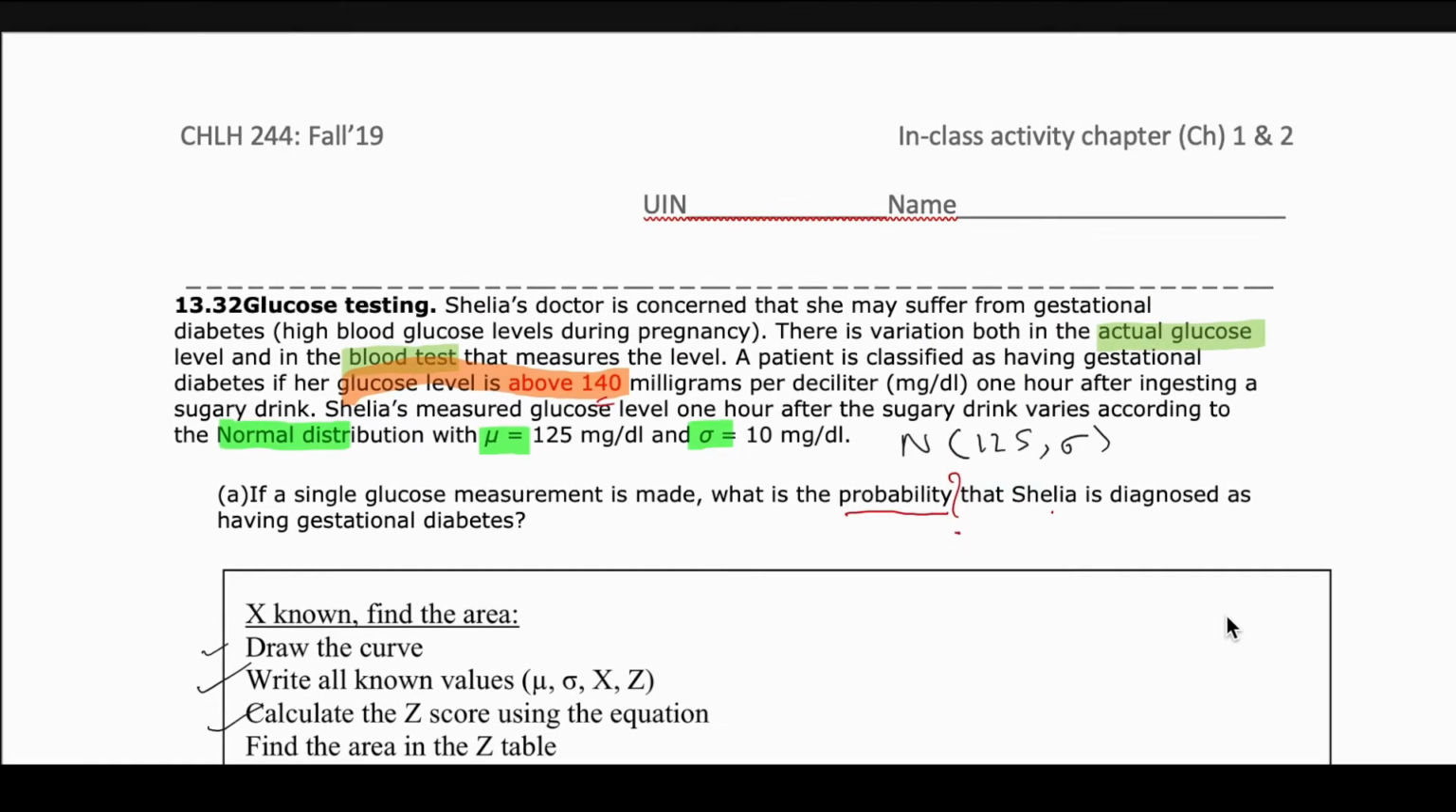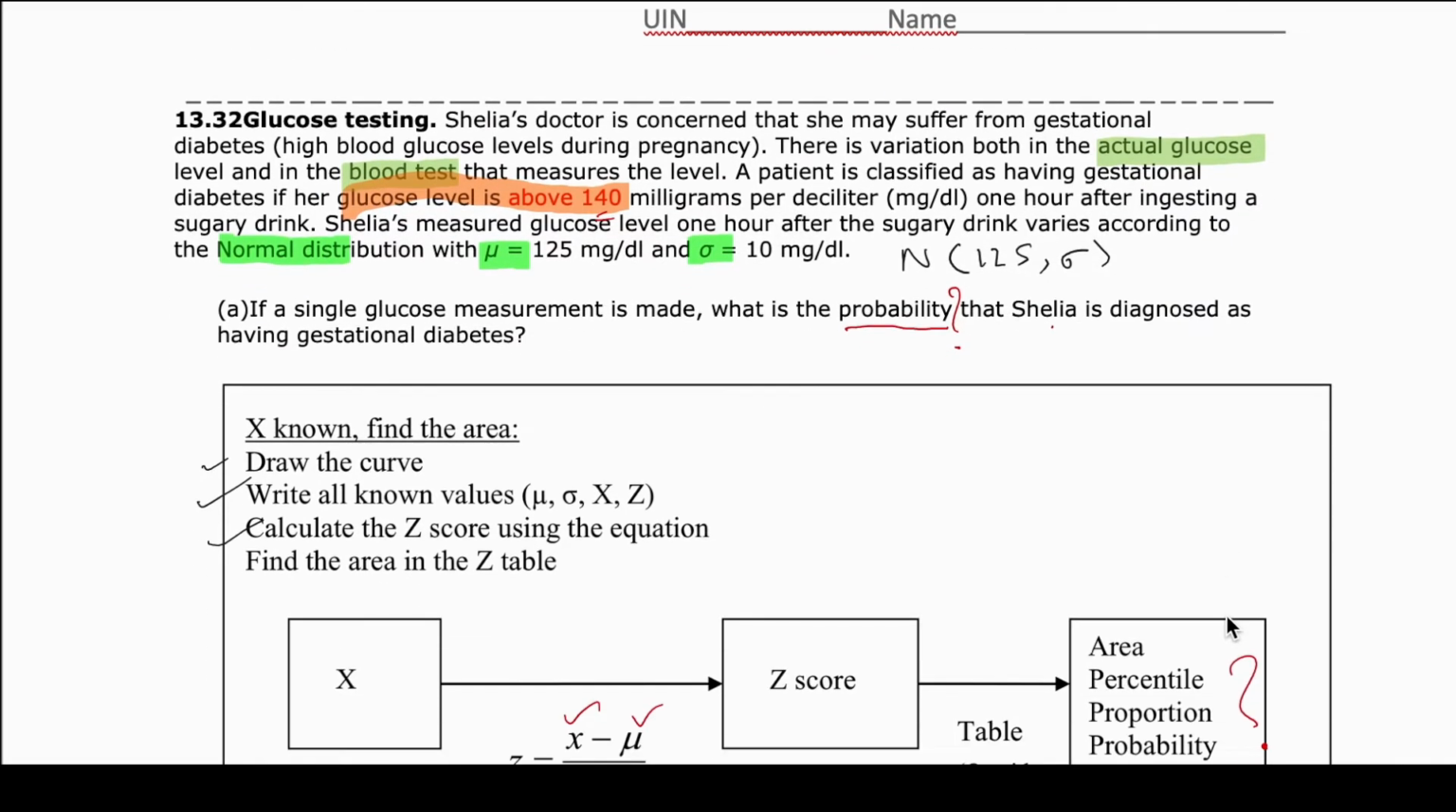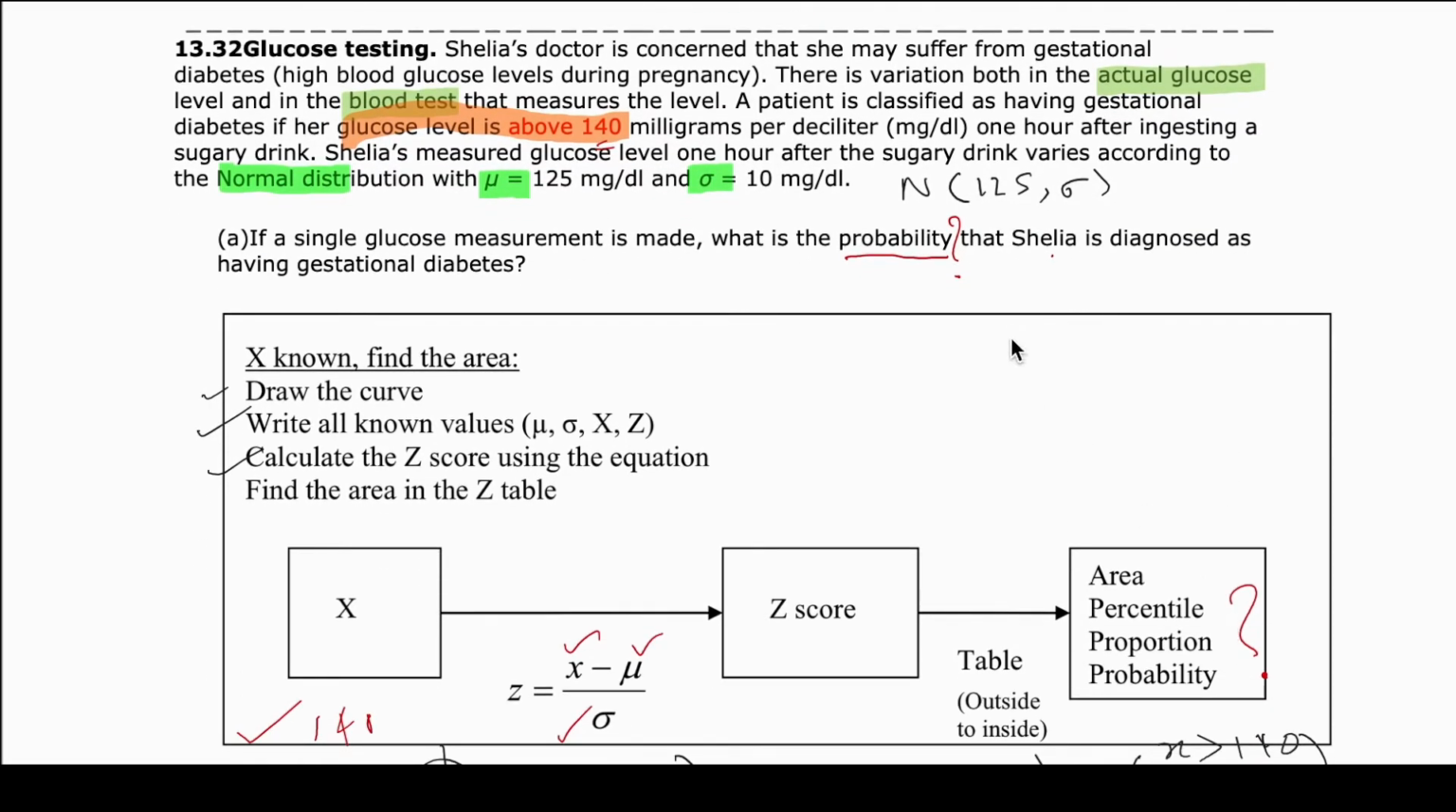Hi, so today we are going to look at some of the problems from chapter 13, which is based on sampling distribution. So here's a question on glucose testing. Please pause to read through the question and then we are going to go over the subtypes.